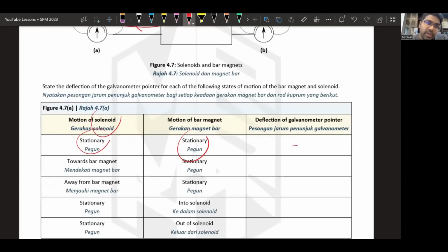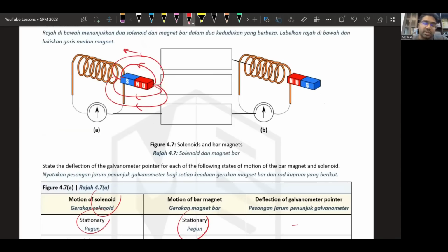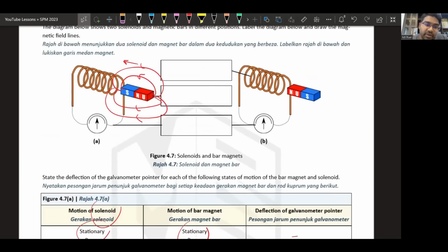Now if you move the solenoid towards the bar magnet this way, we have to use Lenz's law. Lenz's law states that the direction of induced current will always be such that it opposes the change causing it. Please remember Lenz's law and Faraday's law. All right, please memorize them. So how to oppose this movement? The opposition of this movement will be that the magnet must push the coil back.